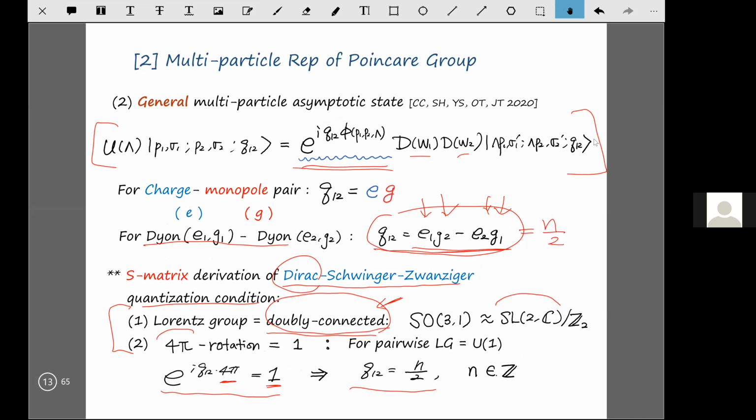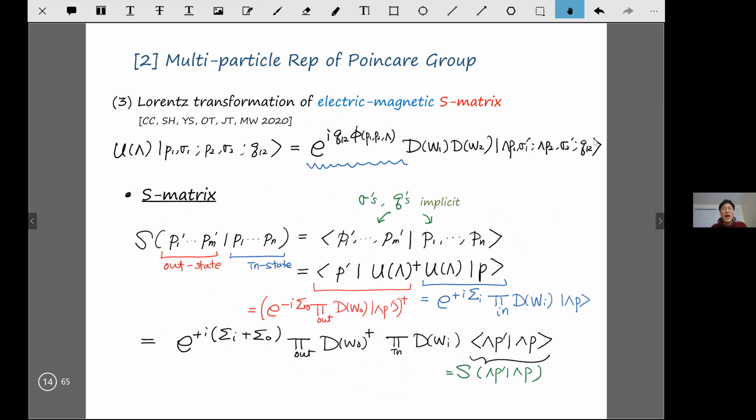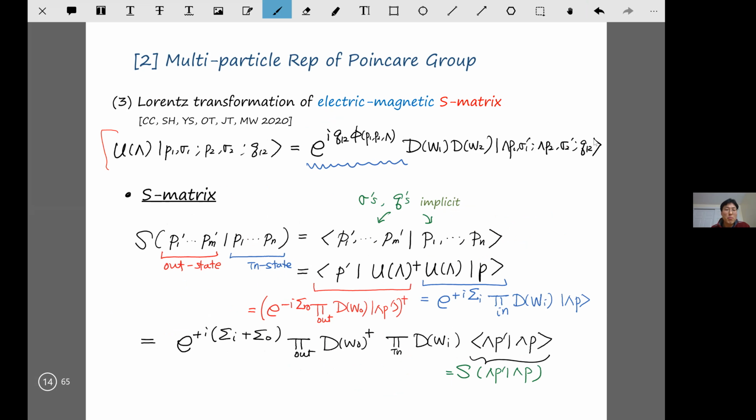Good. Any other question? Okay, let's move on. Now, given that we understand how, say, fermion-monopole states transform under Lorentz transformation, I can derive the Lorentz transformation of the S matrix. The S matrix is basically the product of the in state and out state. This is the in state, this is the out state. Here I suppress all the spin and helicity indices or labelings, but they are there. I just don't put them in to keep the expression short enough.